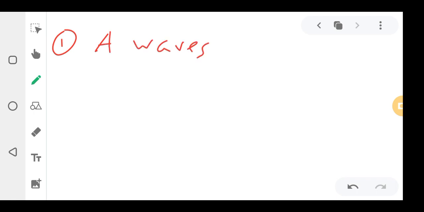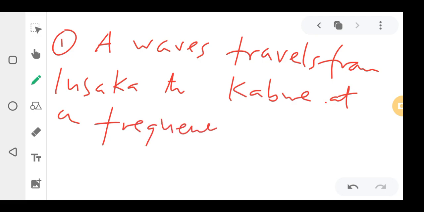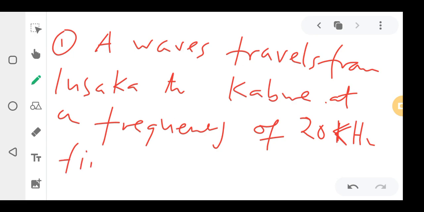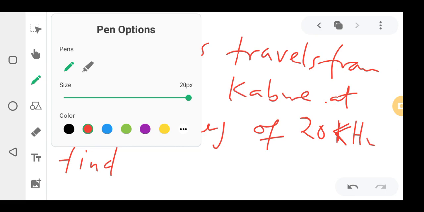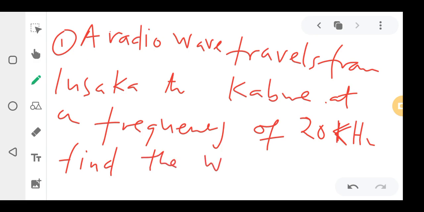A radio wave travels from Lusaka to Kabwe at a frequency of 20 kilohertz. K means kilo, okay? Don't get confused. Kilohertz. Find the wavelength. It's not actually a wave, but I mean to write a radio wave. I was not specific.